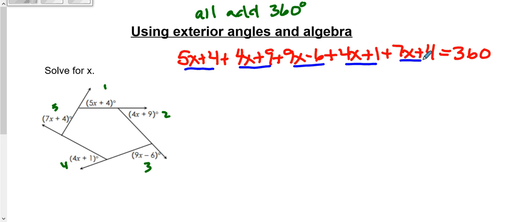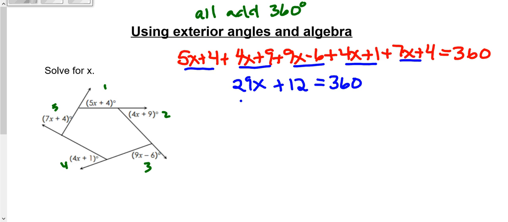So we're going to add up all the x's first. 5 plus 4 is 9. 9 plus 9 is 18. 18 plus 4 is 22. 22 plus 7 is 29. So you're going to get 29x. Then 4 plus 9, subtract 6, plus 1 plus 4 is going to be 12. And it's equal to 360, which now makes it a two-step equation.